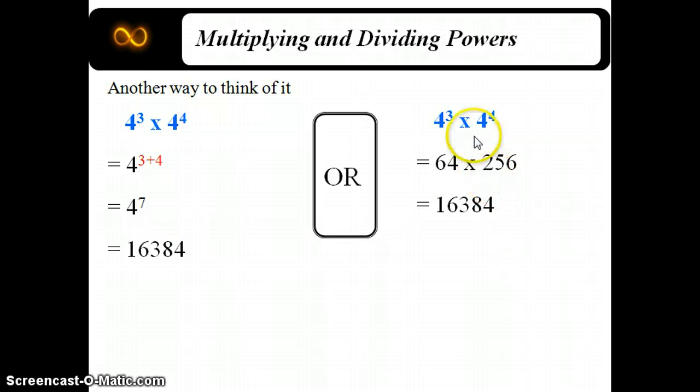On this side, it's the same idea, but what I did here is I converted to standard form first. So 4 to the power of 3 is 4 times 4, which is 16, times 4, which is 64. I'm going to multiply that by 4 times 4 times 4 times 4, which is 256. And I multiply these together, I get 16,384. Either way, you get the same answer. If they want you to leave it in exponential form, this is the easiest way. If they want you to leave it in standard form, this might be the easy way. Whatever they ask you for, you're going to have to do what you are most comfortable with.